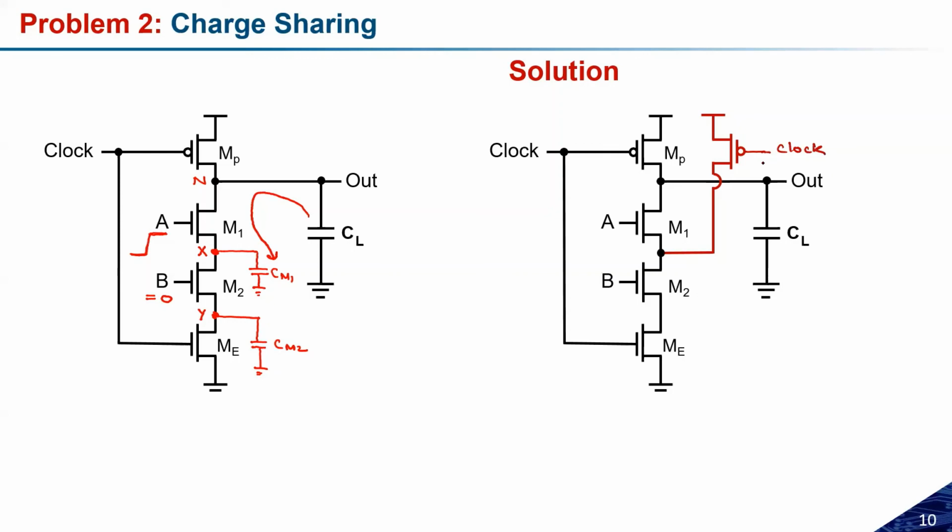Okay, because this is clock controlled, if clock is equal to 0, in that case this will be in the on state and it will completely charge this one. And if clock is equal to 1, in that case this transistor will not be in the on state. So this keeper transistor in this case is clock controlled, not output controlled. And this is the difference between the previous solution and this solution.